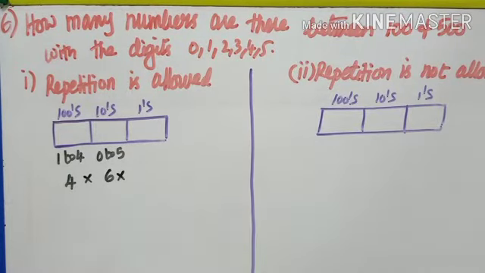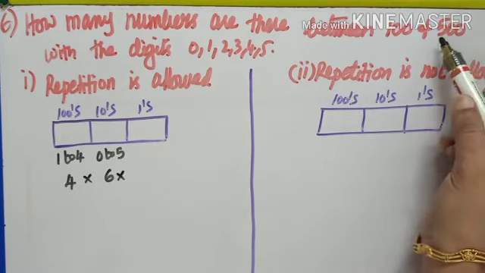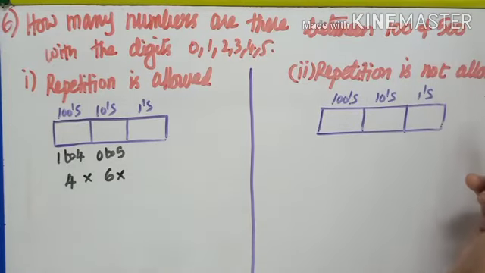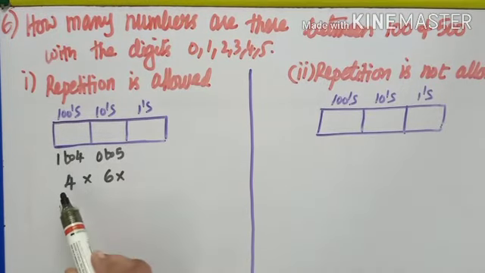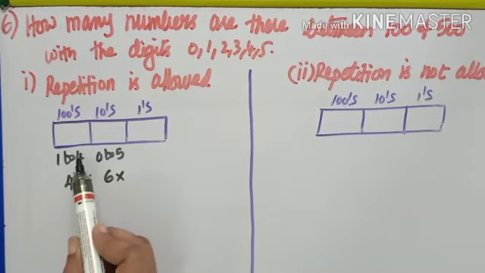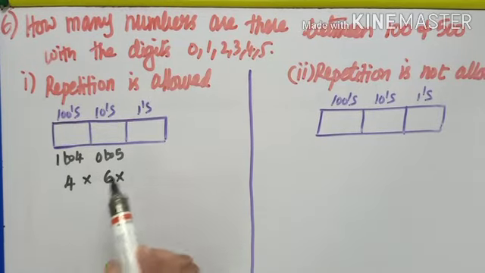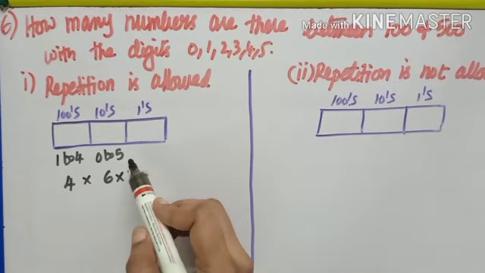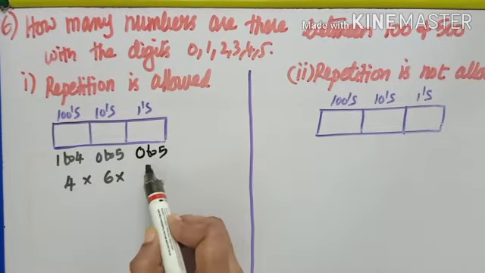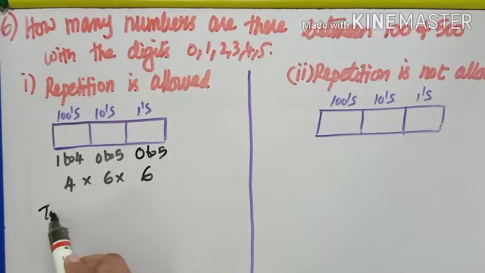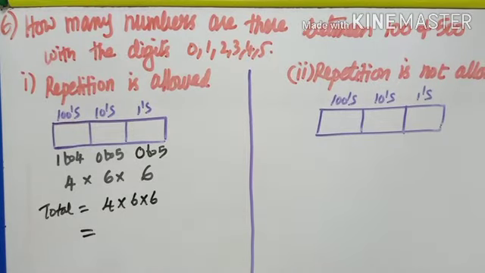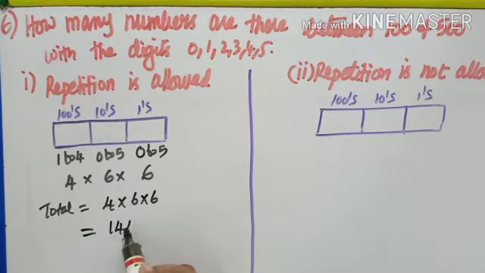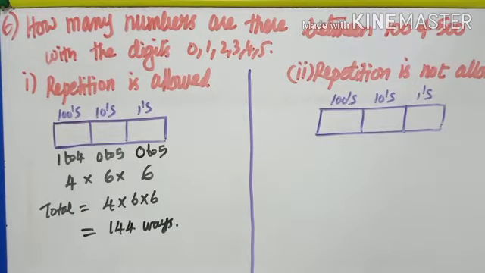Ones place. My question should end with 500. I cannot have 501, 502, all that. But in hundreds place, I have taken only 1 to 4. We didn't take 5. So, any number can come here from 0 to 5. So, 0 to 5 tells me 6 ways. So, total, my answer is 4 into 6 into 6, that is 144 ways. Second subdivision, repetition is not allowed.